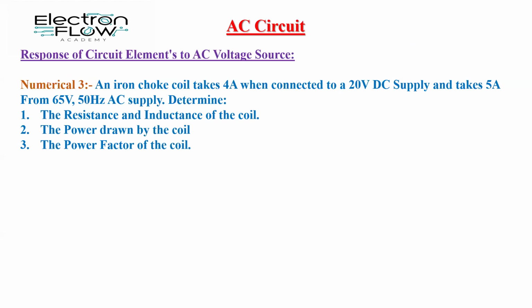So today we are going to discuss numerical problem number 3. In this problem, the question is as follows. An iron choke coil takes 4 ampere when connected to a 20 volt DC supply, and the same iron coil takes 5 ampere from the 65 volt 50 hertz AC supply.